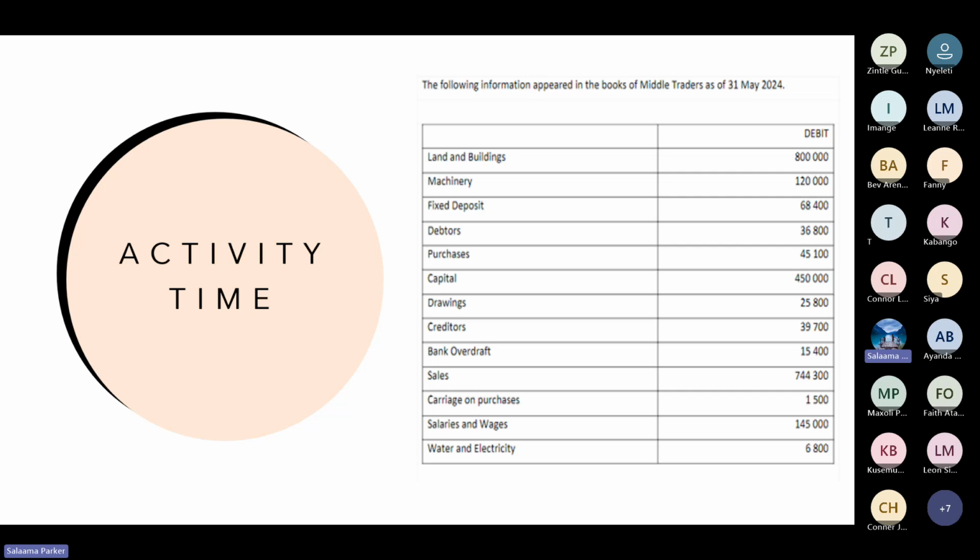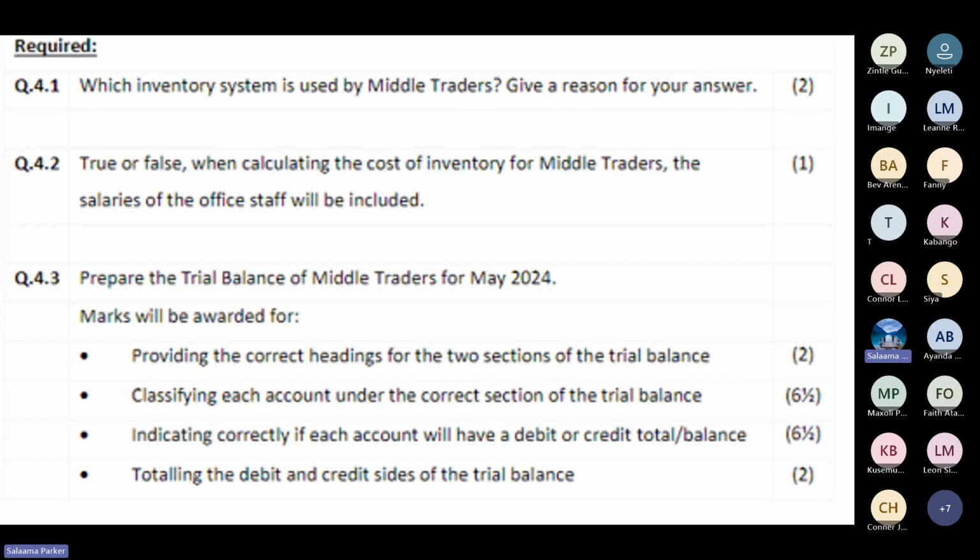Right. So let's look at the questions that came up in the exam in the past paper. They wanted the students to say which inventory system is used by this business, and true or false: when calculating costs of inventory, will we take the salaries of the office staff into account? And then they wanted the students to prepare the trial balance, providing the correct headings of the two sections, classifying them under the correct headings, indicating the correct balances and then totaling them up. Total the debit and the credit side.